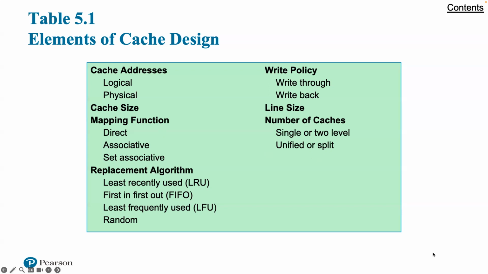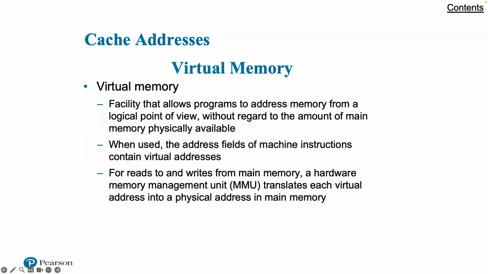So this is stuff that we had mentioned at a very high level when we had our table of contents summary chart in the beginning, and we'll be getting into the details as we go. So let's talk about caching addresses and thinking about virtual memory.